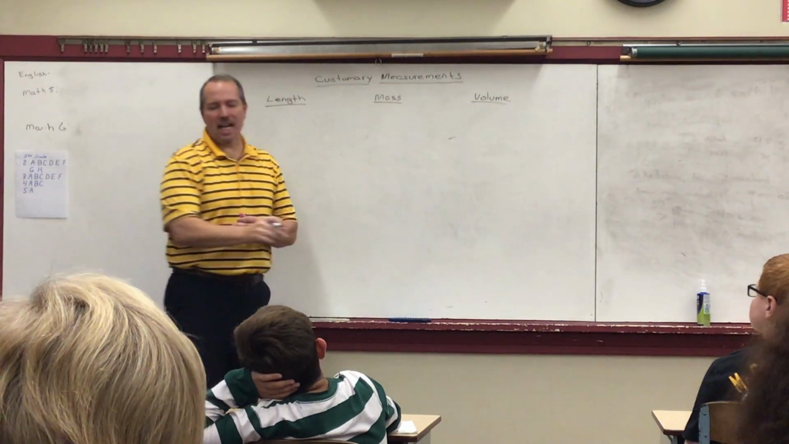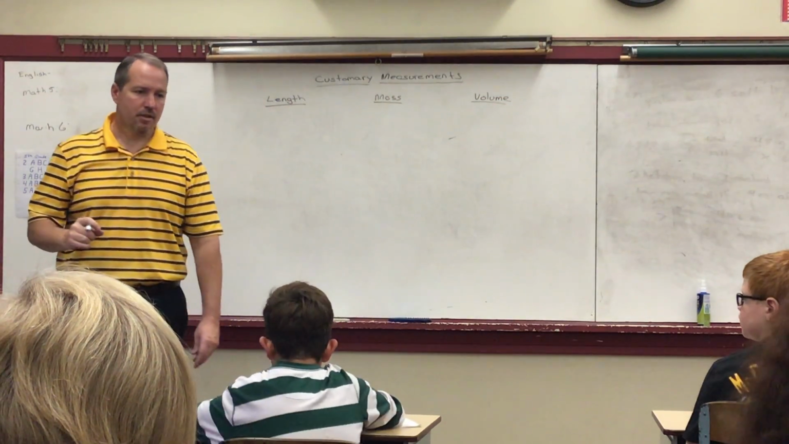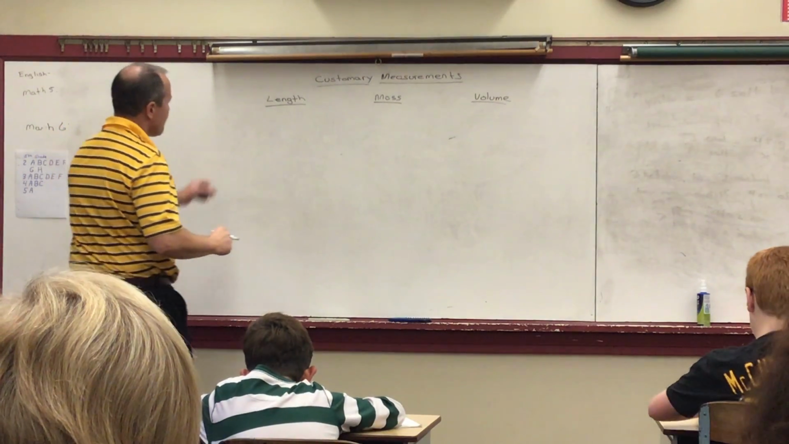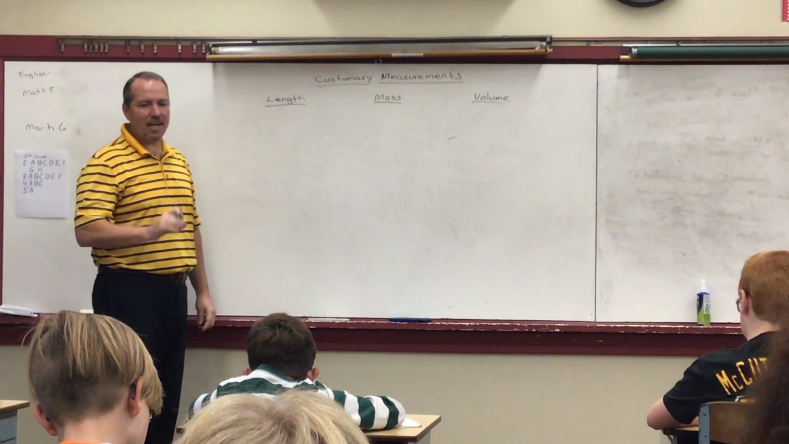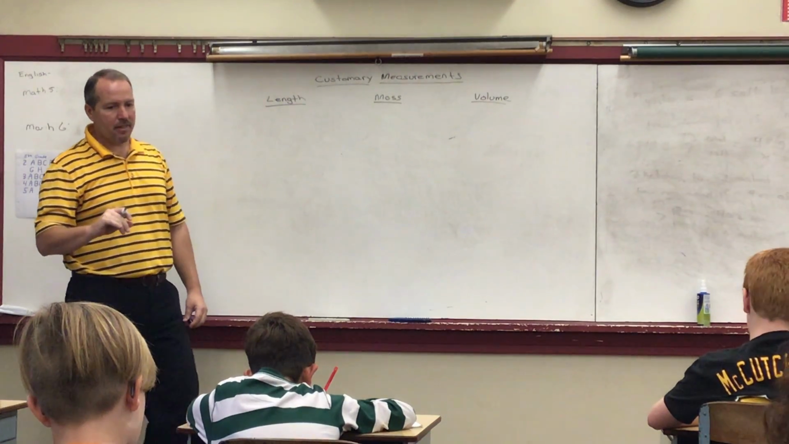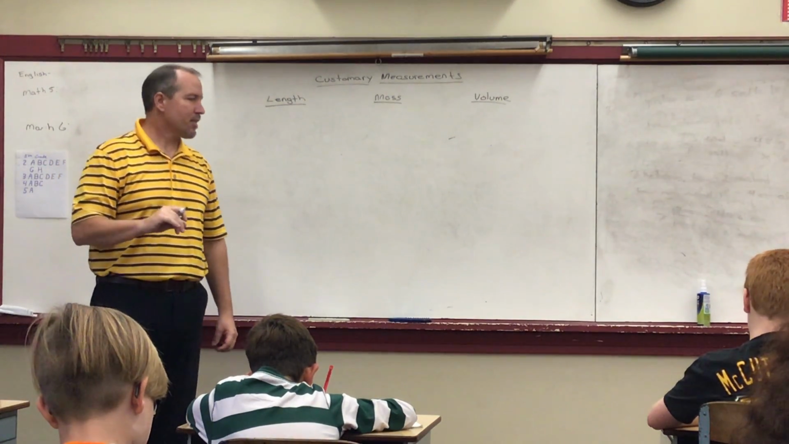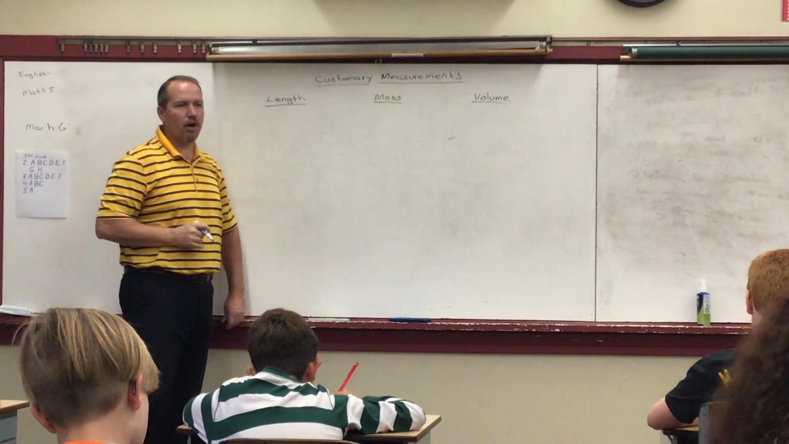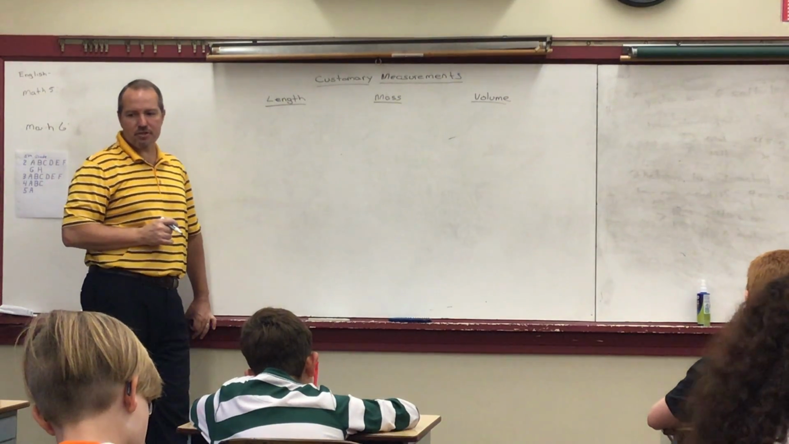We're going to make 3 columns of conversions, okay? So, on the left side over the whole way, I want you to write length. And then in the middle, write mass. And then all the way to the right, you're going to write volume. So just save space.